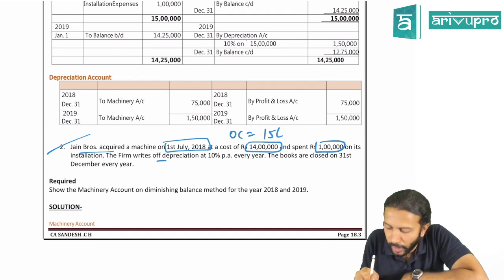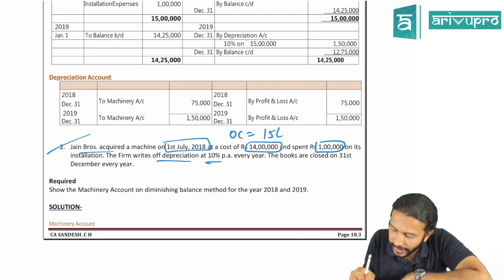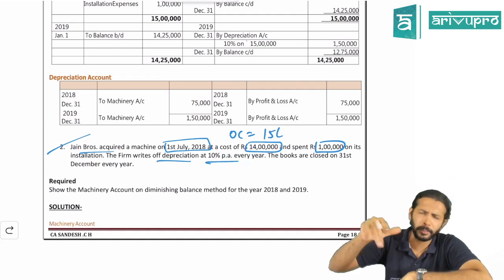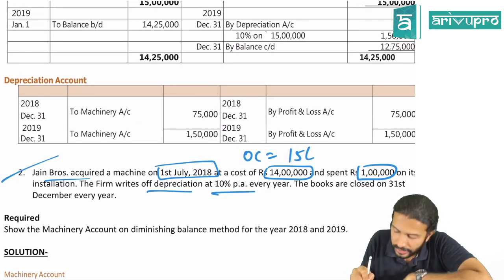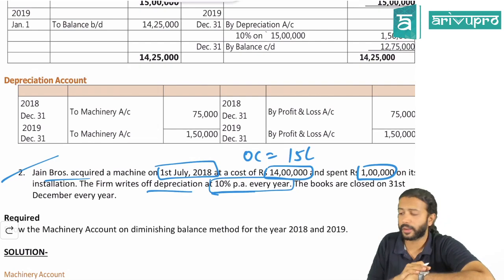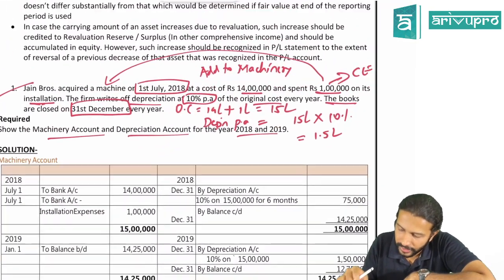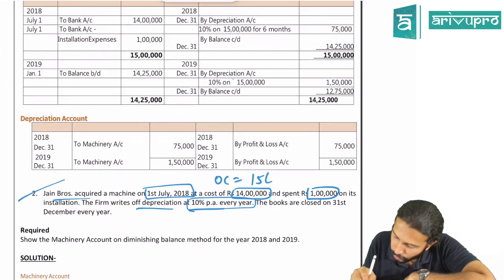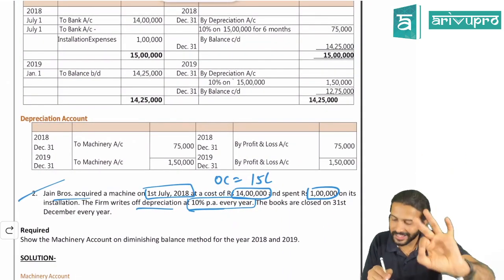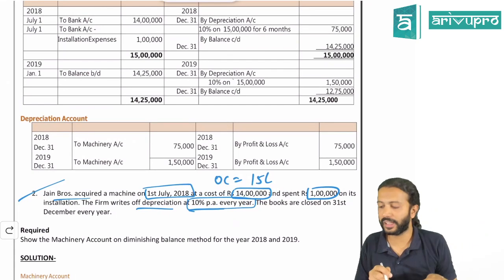Alright. The firm writes off depreciation at 10% every year. Same depreciation the firm is charging. But check the difference. Did they say it is 10% on original cost every year? In the first problem, they clearly told 10% of original cost. Have they mentioned here 10% of original cost? No. They just said 10% every year.